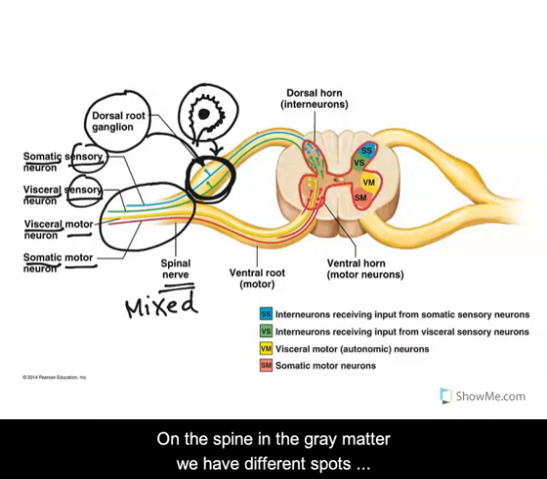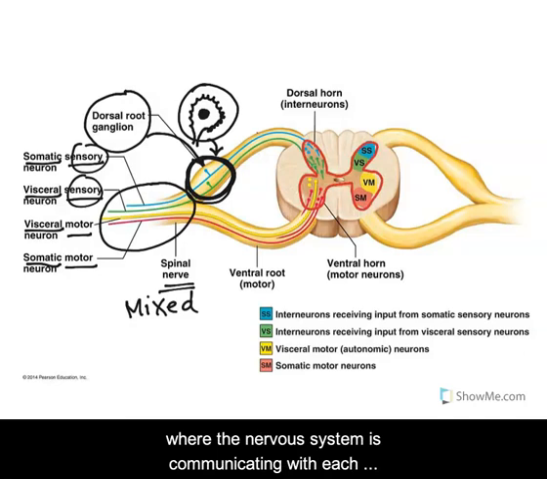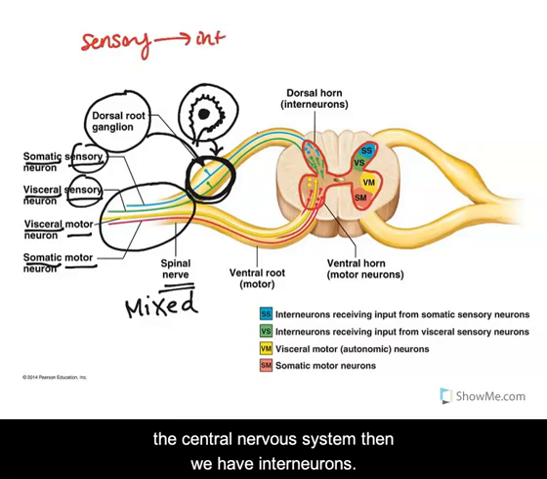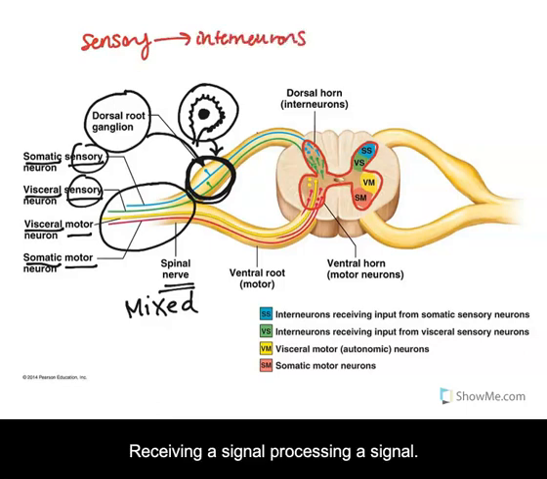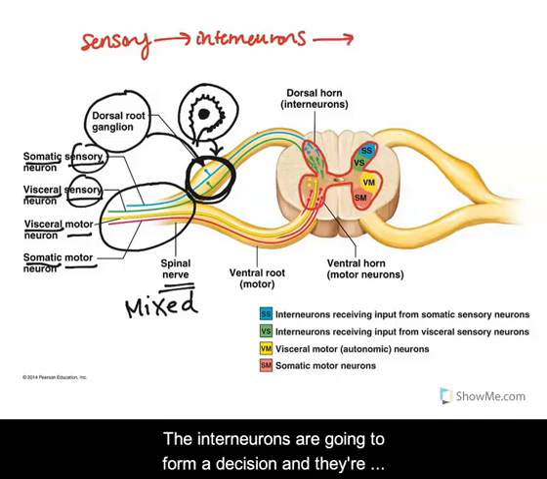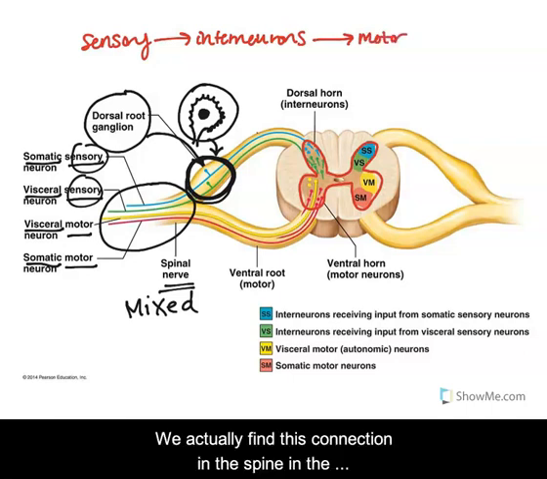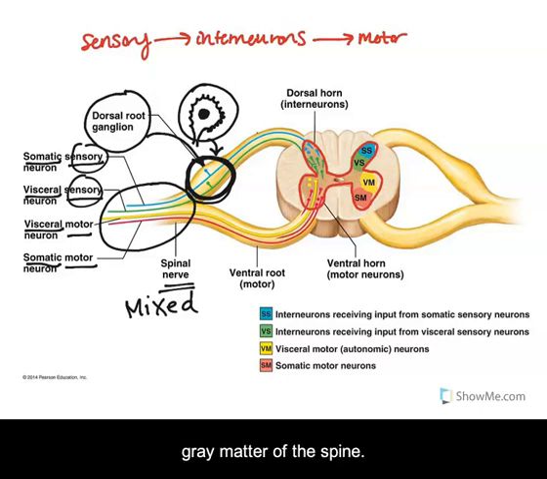In the gray matter, we have different spots where the nervous system is communicating with each other. We've got sensory neurons. Remember that the pathway is a sensory input, a signal going from the body to the central nervous system. Then we have interneurons, receiving that signal, processing that signal. So then the interneurons are going to form a decision, and they're going to relay that decision to motor neurons. We actually find this connection in the gray matter of the spine. Let me actually point that out.